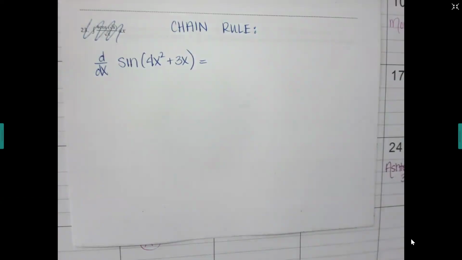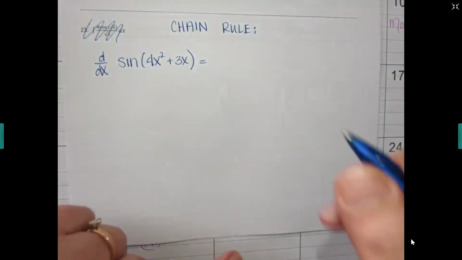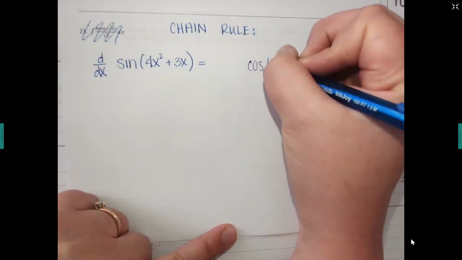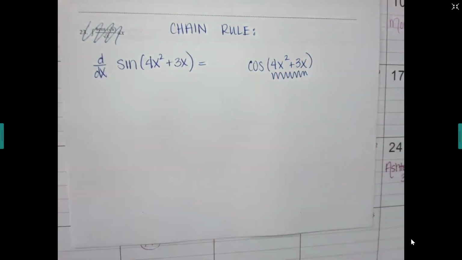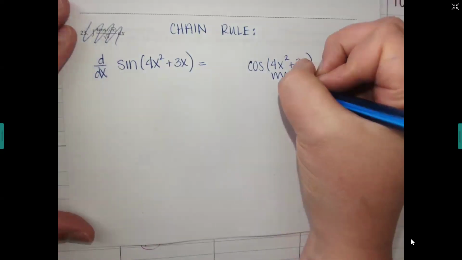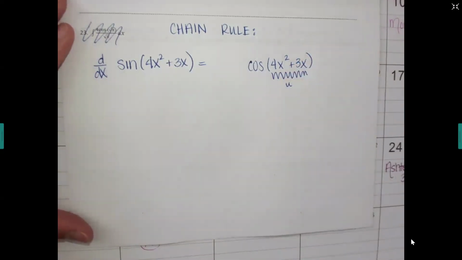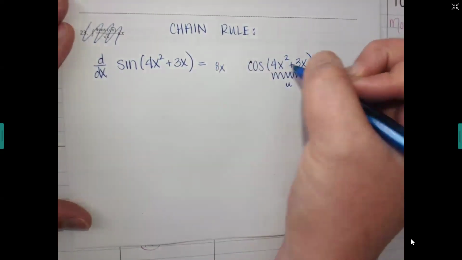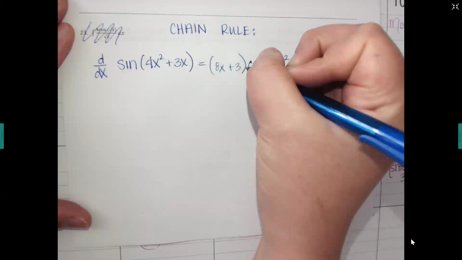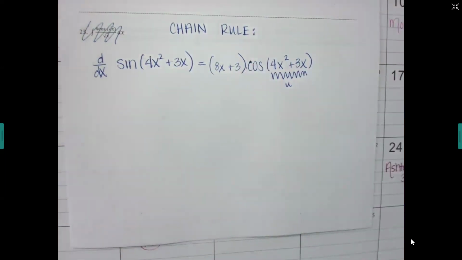So for example, sine, what would the derivative of that go to? Cosine, and then you would keep the core the same. But then what would you do with the core? Take its derivative, and then you would multiply it either at the front or the back, it doesn't matter. So if this is your U, what would your U prime be? So 2 times 4 would be 8x, and then plus 3x would go to a plus 3. Also keep in mind your 8x plus 3, you could times it at the back, it doesn't really matter.